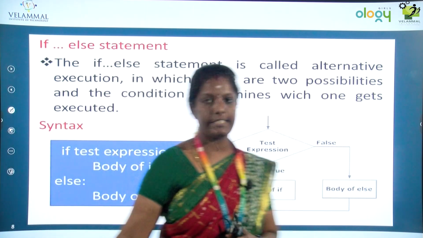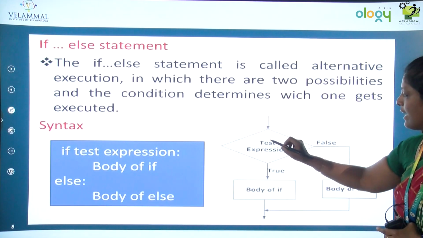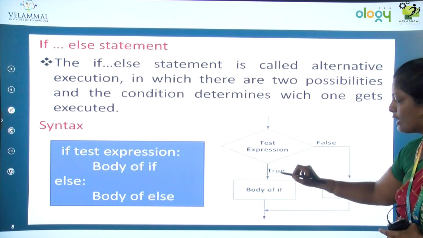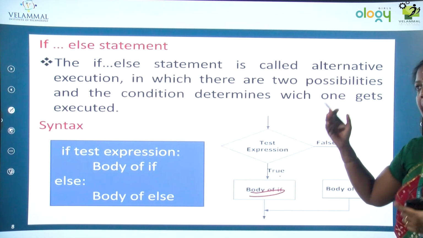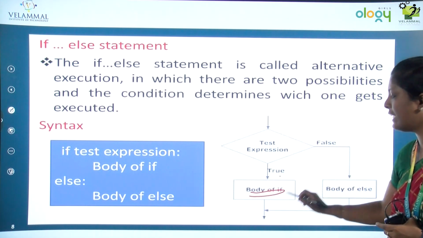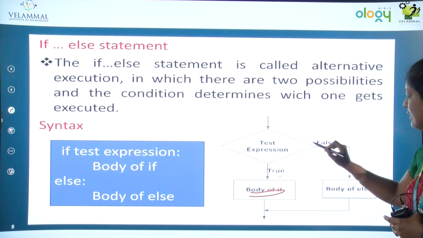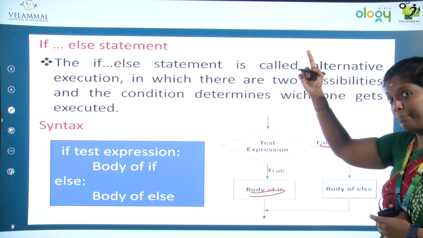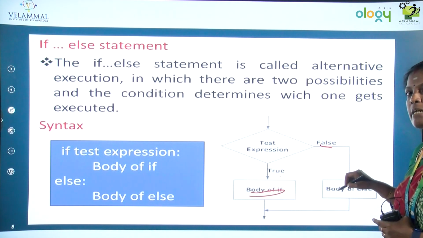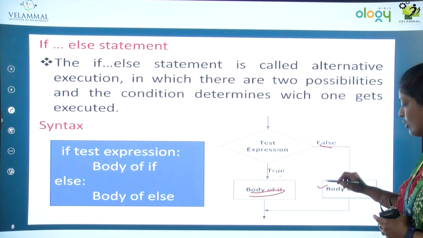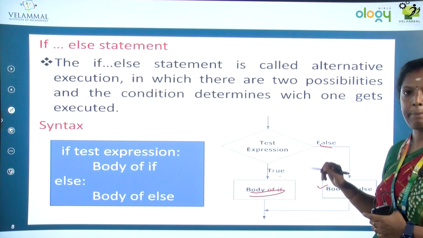If you look at the flow chart, you will be able to understand. If the expression is given and it's true, it's going to execute the statements like print or any other statements given over there. If it's false, previously there were no statements. You will now be able to give any statements for the false case, so that those statements will be executed in the precise manner.